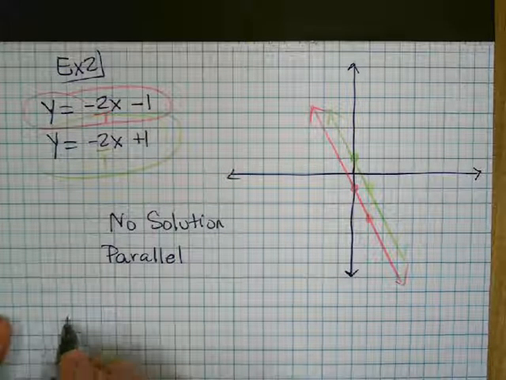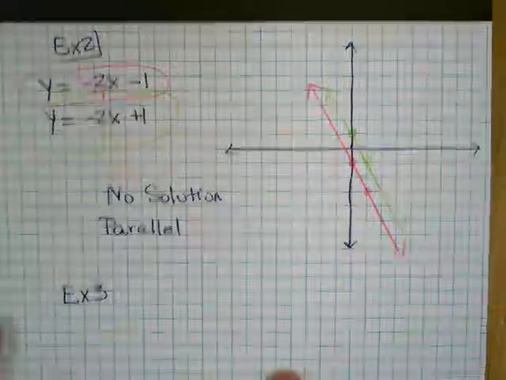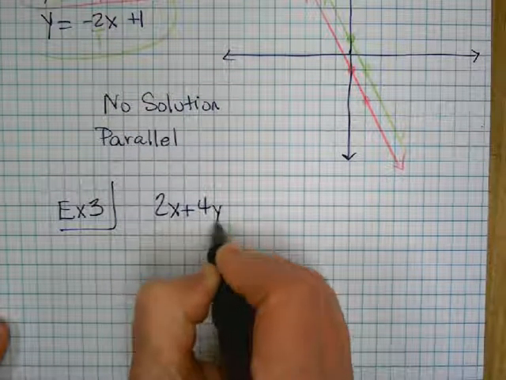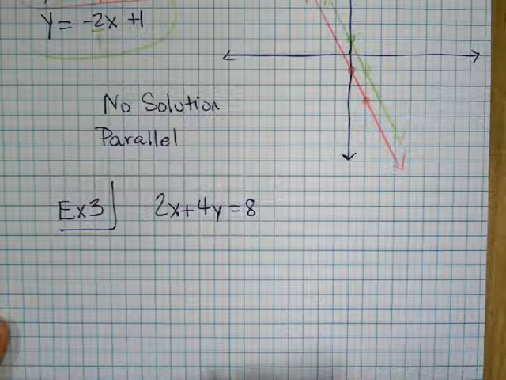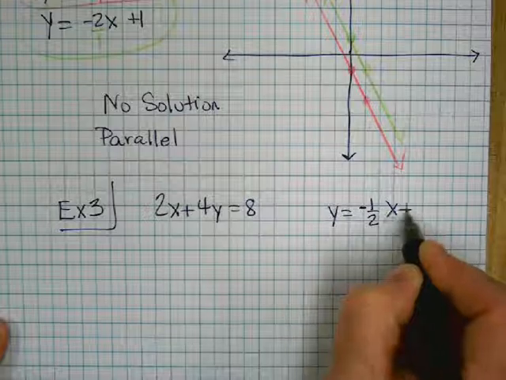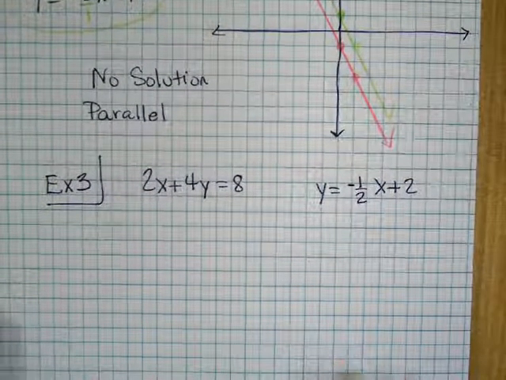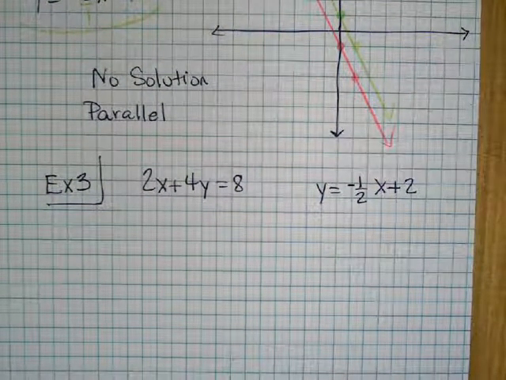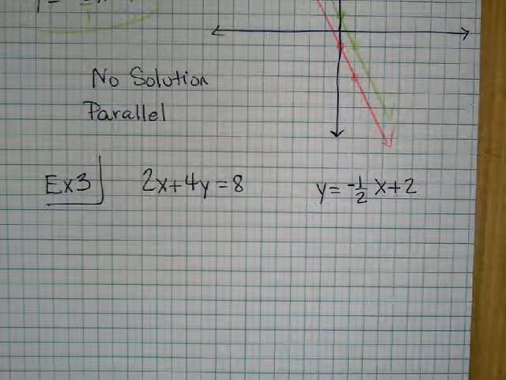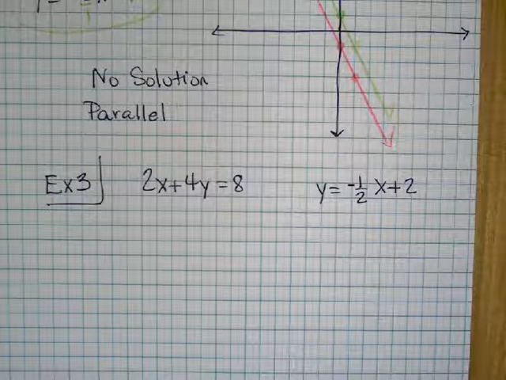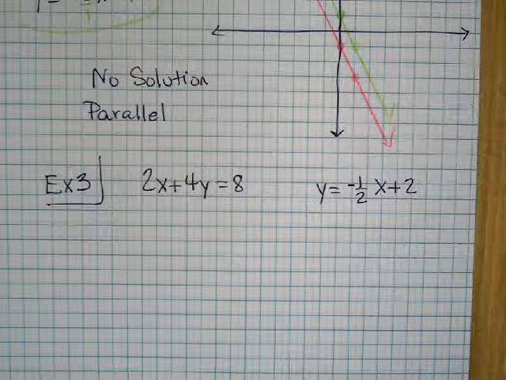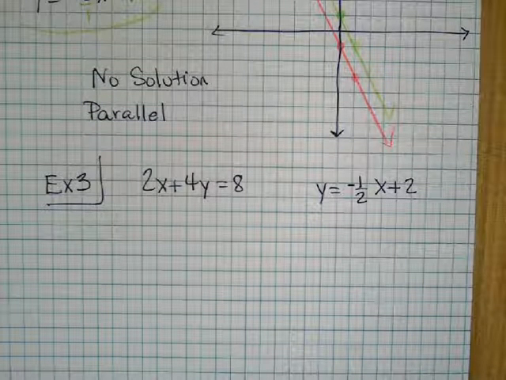Example 3. It says 2x plus 4y equals 8 and y equals negative 1/2 x plus 2. One of these equations is ready for you to graph. Everything is visible. The y-intercept, the slope, it's ready to go. The other equation requires you to do some work. What do you need to do to that first equation before you can graph it?